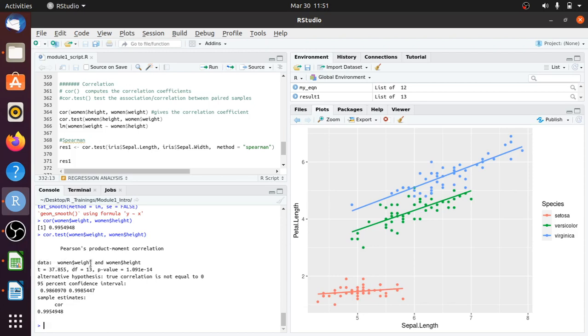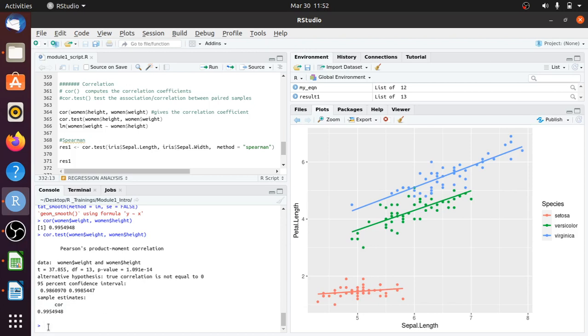Now we're talking about relationship between women height and women's weight. It gives us the t-test, gives us the degree of freedom, the p-value. You can see that there is a significant difference between them. So there's a strong association between them. That's what this one is showing us. But the two of them, they are statistically different. Definitely the two of them, they are different. The height is significantly different from the weight.